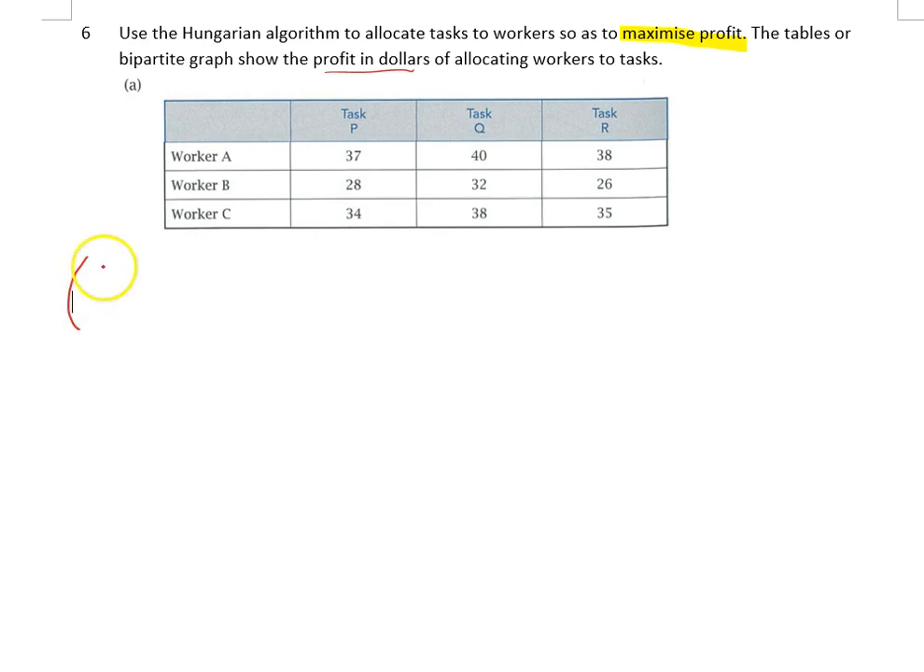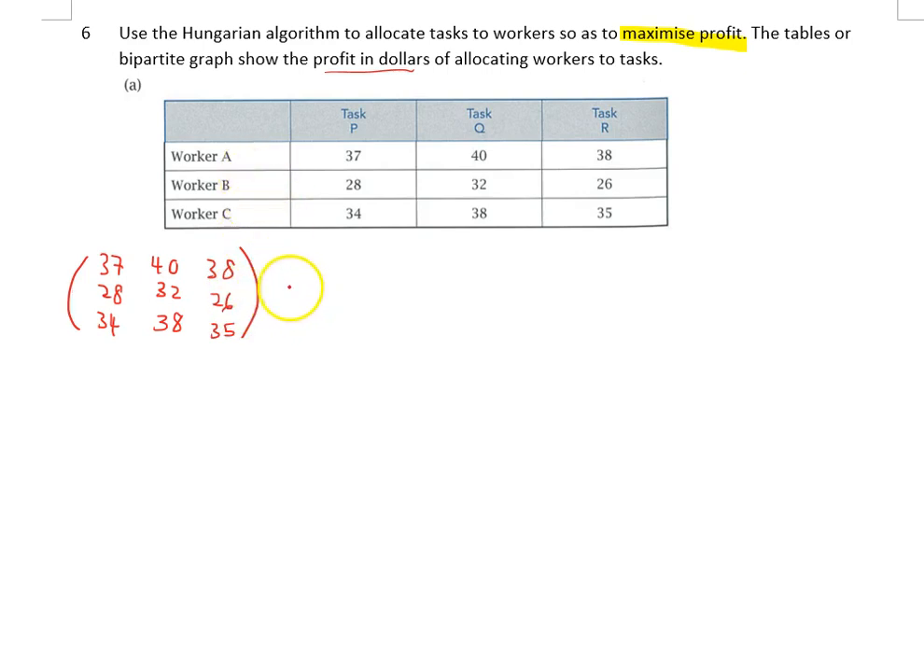So I write the matrix. 37, 28, 34, 40, 32, 38, 38, 26, 35. Remember that your first step is to change the table form into matrix form.